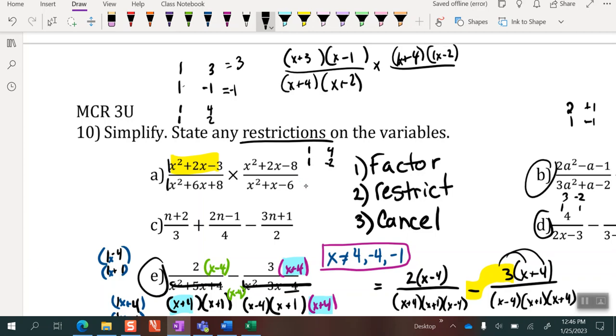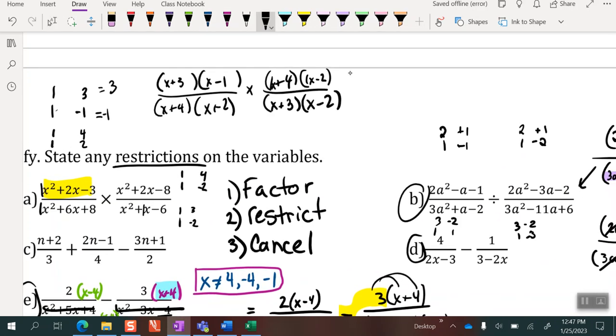And then the last one right here, we get 1 and 1 and 6. And we're trying to get 1, so we're going to use 3 and 2. And how can we get positive 1? Subtracting 3 minus 2. All right, so it's x plus 3 and x minus 2. So that's the first thing.